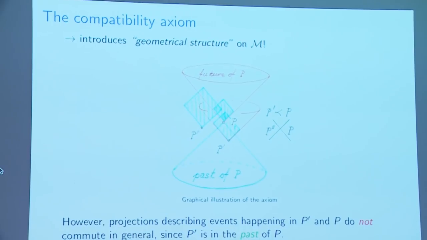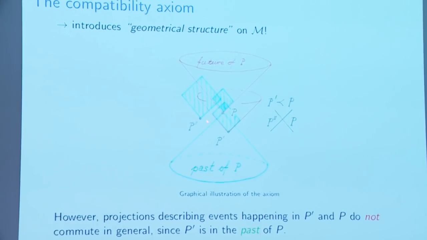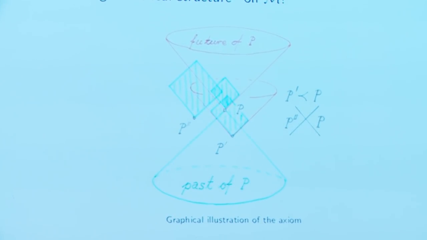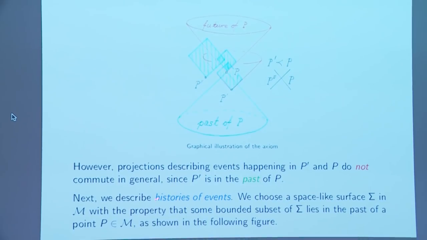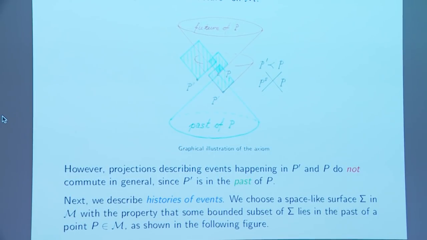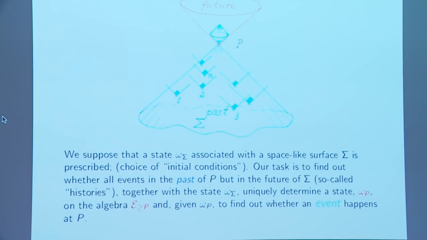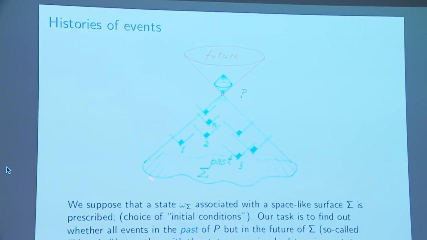So you see here is a graphical representation, an event happening in P and an event happening in P double prime. But the two people in P and P double prime cannot see each other's event yet. All that P can actually see are events that have happened in the past light cone of P. So now I would like to describe histories of events. I choose a space-like surface sigma with the property that some bounded subset of sigma lies in the past of a certain point P, as shown in the following figure. Here is sigma, here is P, and if I intersect the past light cone in P with sigma, I get this disk-like region.